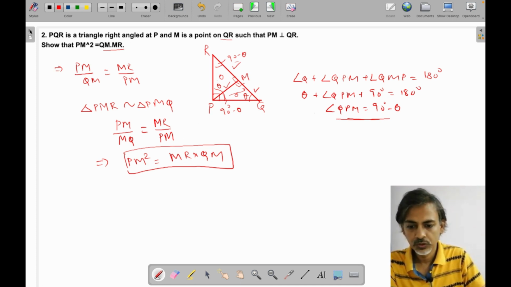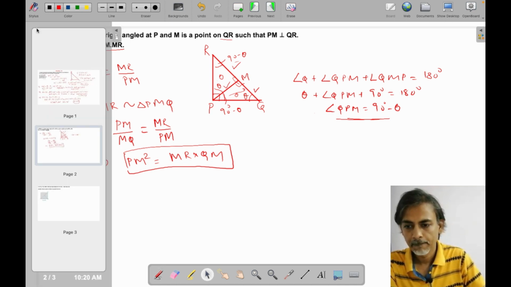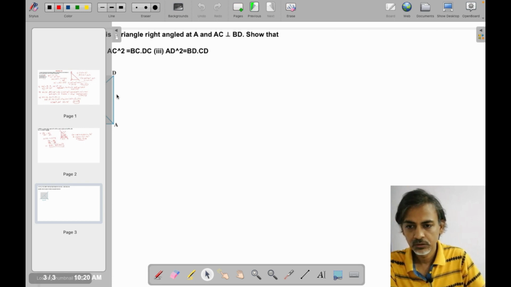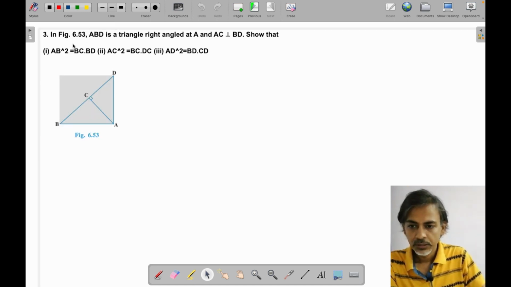Now let's move on to the third question. Alright, let's move on to the third question. So what is my third question? The third question is saying, in figure 6.53, the figure is already given, ABC is a triangle, right angle at A. So basically this angle is my 90 degree, and AC is perpendicular to BD. Again, AC is perpendicular to BD we are getting. We have to show that AB square equals BC into BD.